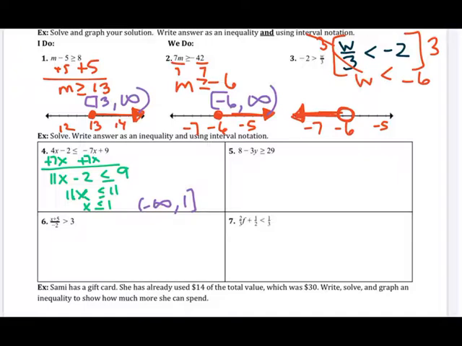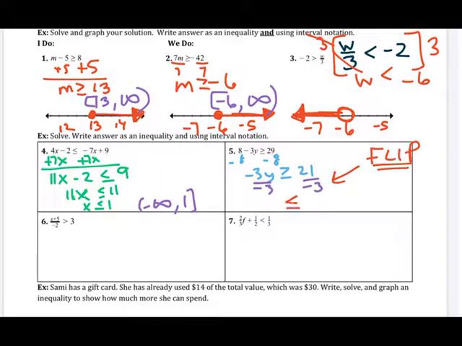Number 5, I want to get negative 3y to be alone on the left side, so I'm going to subtract 8. So negative 3y is greater than or equal to positive 21. To get rid of the negative 3, I'm going to divide. So now, ding, ding, ding, we are dividing by a negative number, so we have to flip our inequality sign. The direction it's facing, I'm going to flip it to face the other direction because right now we are dividing by negative 3.